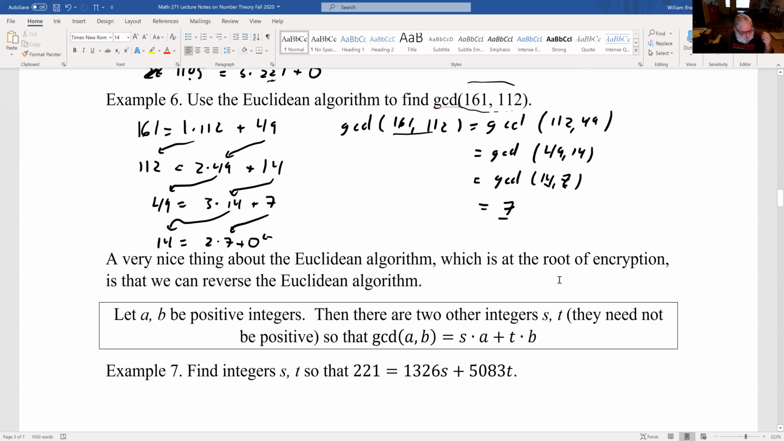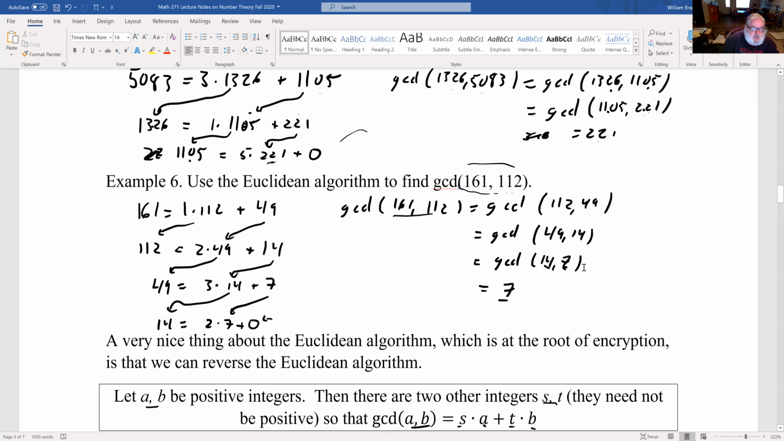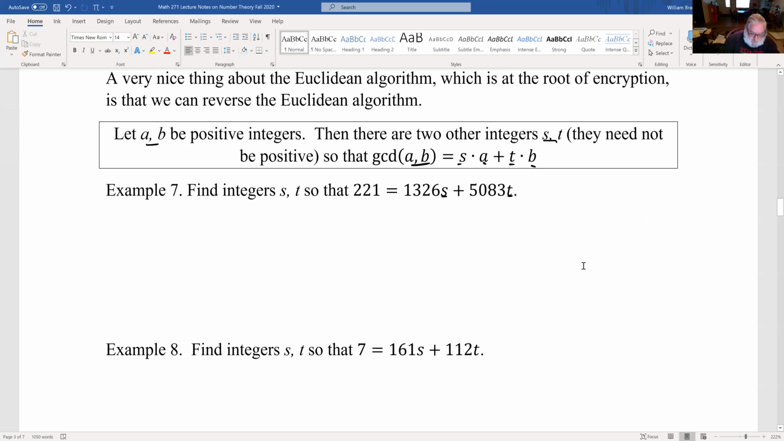So a nice thing about the Euclidean algorithm is that you can reverse the Euclidean algorithm, and this is a useful thing because this gets us to the root of some encryption things. So if a and b are positive integers, there are going to be 2 other integers, s and t, so that s times a plus t times b equals the greatest common divisor of the 2. So how do we go about doing this? We want to find s and t so that this is true. So what I'm going to do is take my Euclidean algorithm from example 5, which is this.